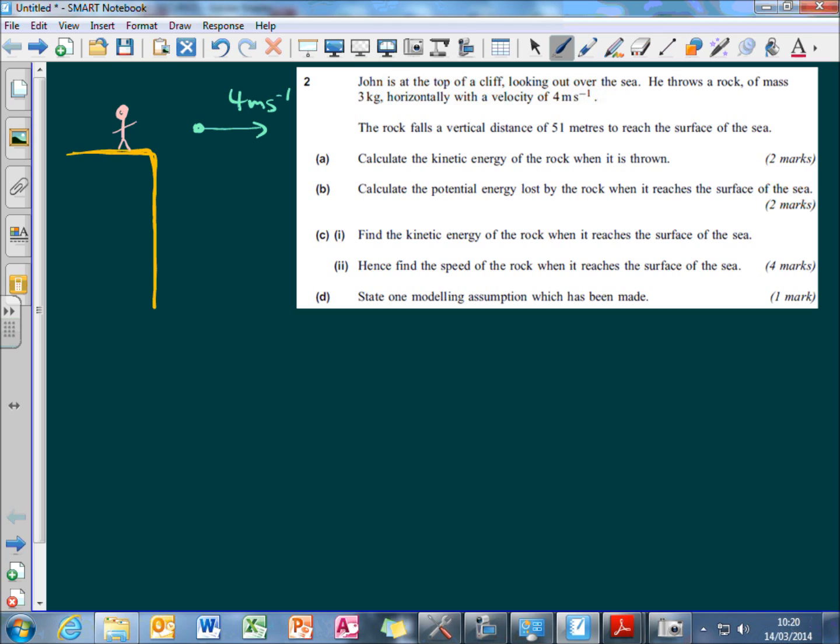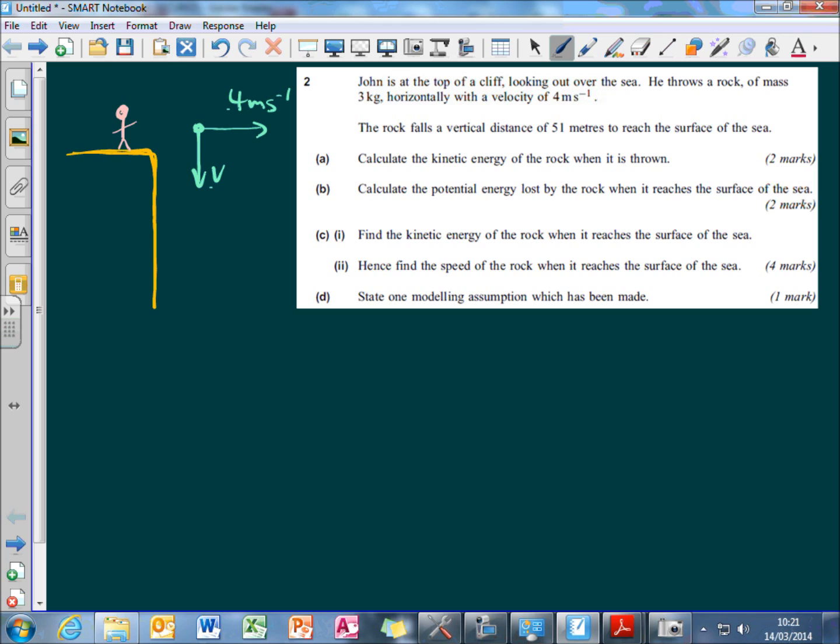Anyway, at any point in this rock's motion, it has always got a horizontal velocity of 4 meters per second, and we're assuming there's no air resistance, right? And as it falls, it's going to speed up in this direction. So this velocity is down. It's going to get faster and faster. So the horizontal velocity here is going to be constant, but this velocity is going to increase.